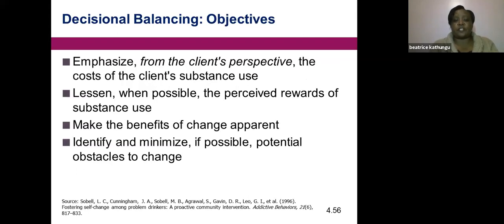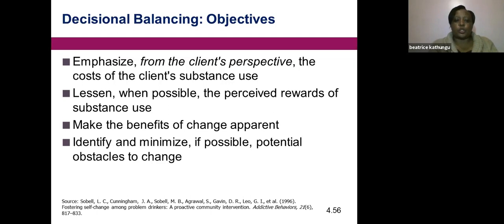What are the objectives of decisional balancing? First and foremost, we want to emphasize the costs of the client's substance use from their own perspective. Now, this is critical. Remember, we have said the client does see some good aspects of substance use. We ourselves see all the negative aspects. So we want now the client to be the one from their own worldview to see the costs or what are the consequences the substance use has brought to them.